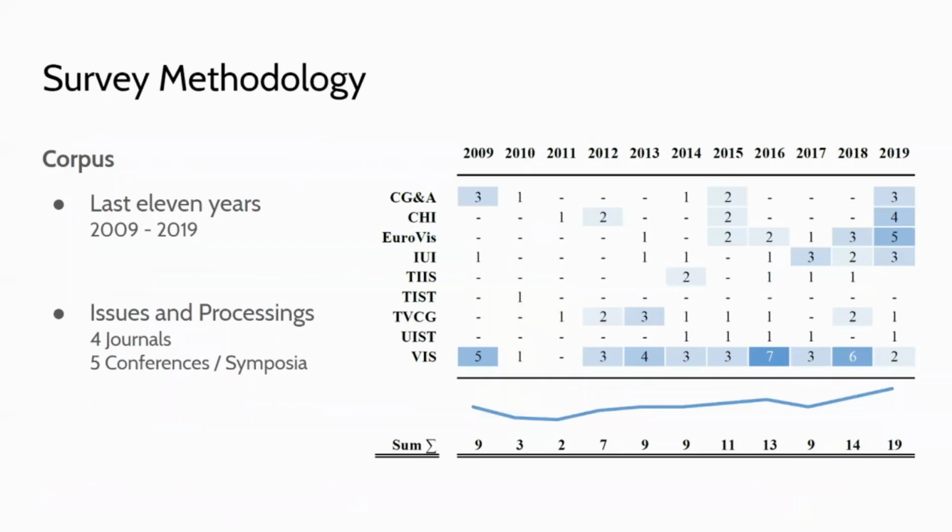We started by collecting existing work that we know from our previous research. We continued with a systematic approach by manually screening all issues from 4 journals and all proceedings from 5 conferences or symposia over the last 11 years, starting in 2009 and ending in 2019.